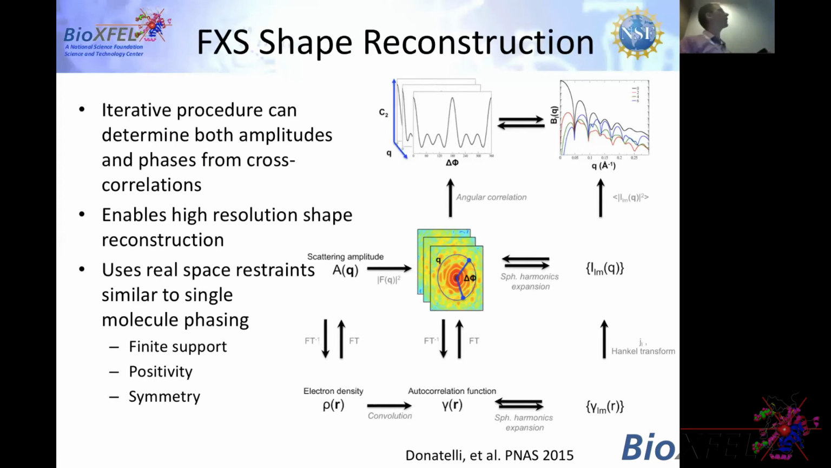But they do phasing, just like they do in single molecule work. And essentially, they do that by using real space restraints. Things like, I know my molecule has only a finite support. In other words, it's got some limited extent to it. It's not an infinite size. And so we can essentially flatten the solvent. We know that electron density is positive. And in many cases, particles have symmetry. So we can apply all these things as additional restraints and solve the phase problem.